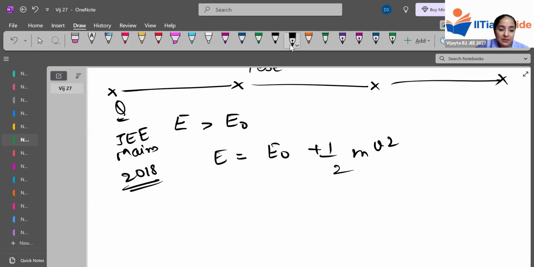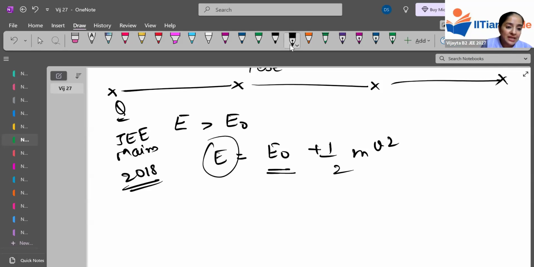My question is, if I want the electron to be abstracted, listen very carefully. If I wish the electron to be abstracted, but not gain kinetic energy, but I have given this much of energy, now I have given this much of energy, but I don't want the electron to have kinetic energy. What should I do now?